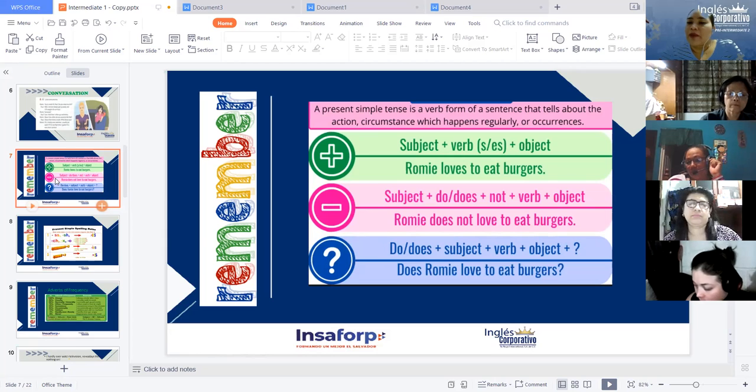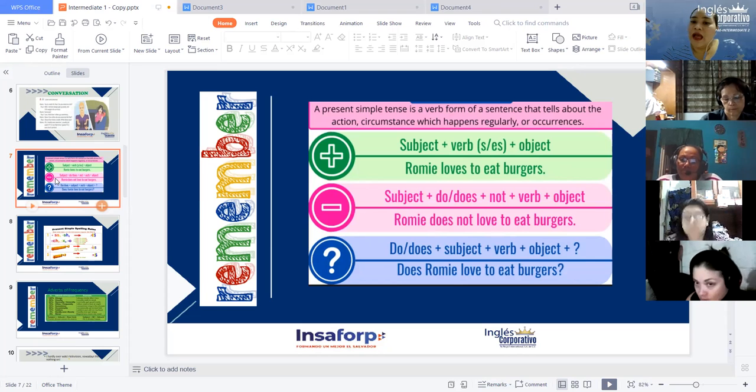En el caso de las preguntas, lo único que hacemos es tomar la misma parte de la oración afirmativa, solo que en ese caso vamos a poner al principio el auxiliar. So tenemos do, does, el sujeto, el verbo, el objeto o el complemento, sin olvidar el question mark o el signo de interrogación, ¿verdad? Y tenemos abajo el ejemplo que nos dice, does Romy love to eat burgers?